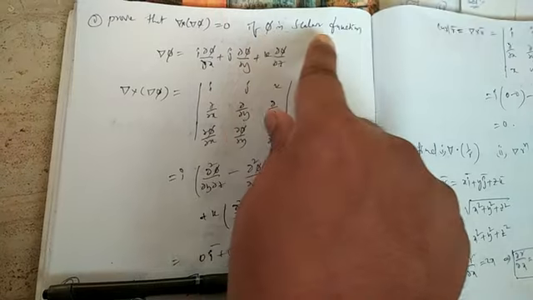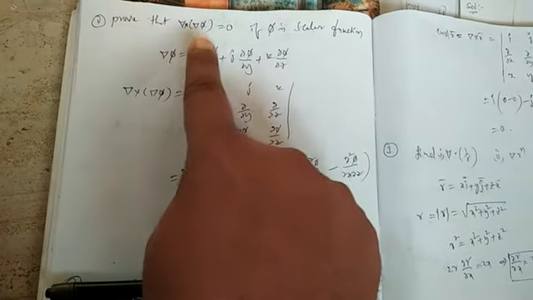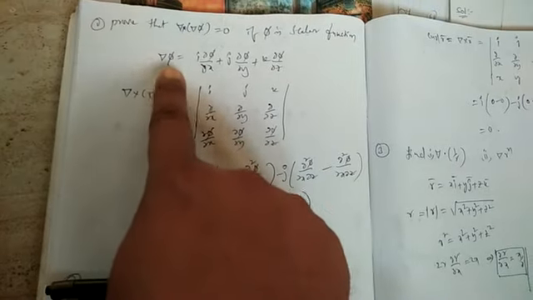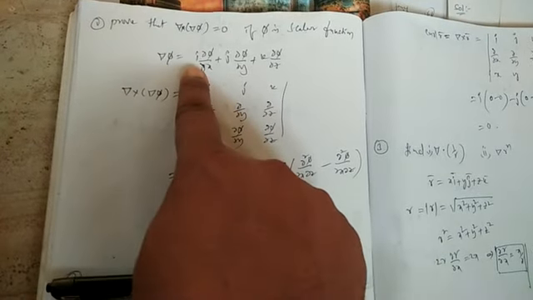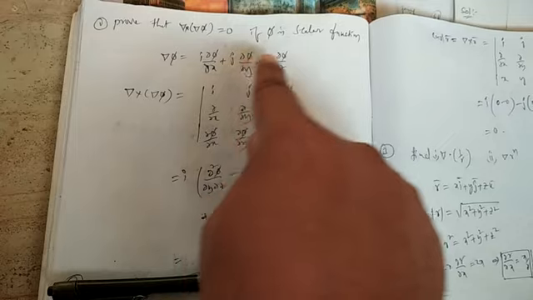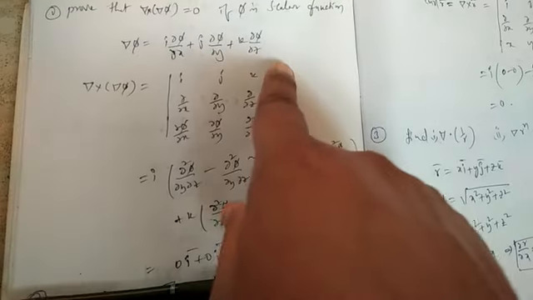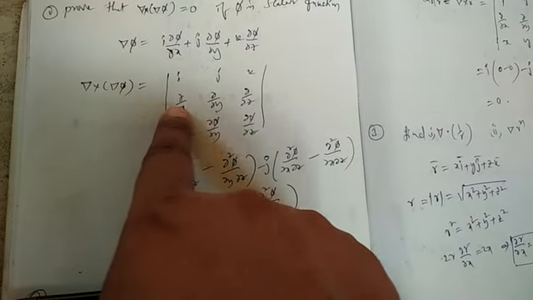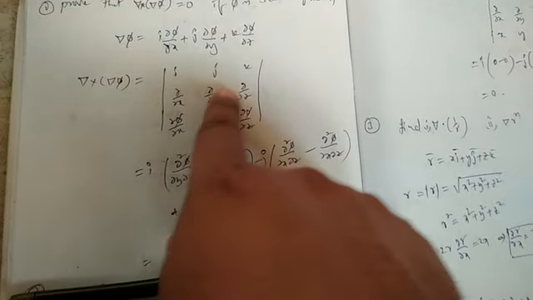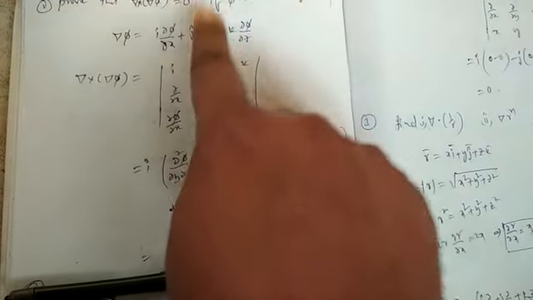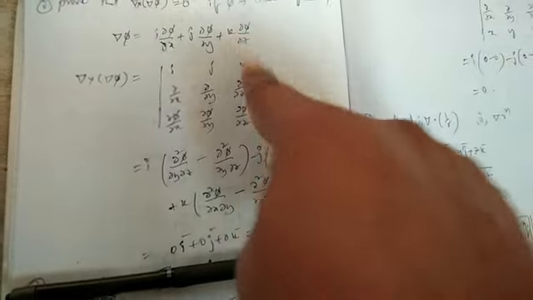Why? Here phi is a scalar function. Now first apply this del, next this del. Del phi is i ∂phi/∂x plus j ∂phi/∂y plus k ∂phi/∂z. Now next, del cross del phi, the cross product with i, j, k. First this del has components ∂/∂x, ∂/∂y, ∂/∂z, and for del phi the components are ∂phi/∂x, ∂phi/∂y, ∂phi/∂z.